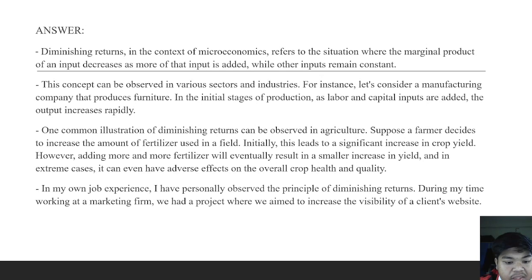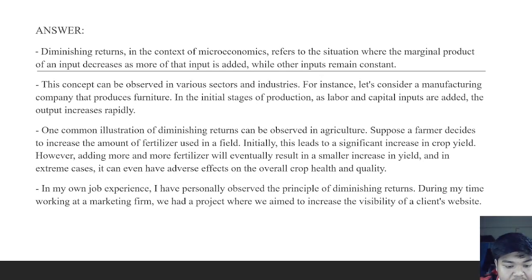This concept can be observed in various sectors and industries. For instance, let's consider a manufacturing company that produces furniture. In the initial stages of production, as labor and capital inputs are added, the output increases rapidly. However, at a certain point, the increase in output becomes less significant and starts to diminish for each additional unit of input. One common illustration of diminishing returns can be observed in agriculture.